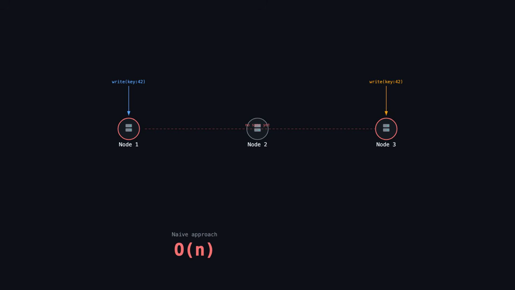The naive approach? Compare every single key across both nodes. If you have a million keys, that's a million comparisons every time. That's big O of n and it's brutal at scale. DynamoDB solved this problem with a data structure called a Merkle tree. And the elegance of it is that instead of comparing a million keys, you can pinpoint exactly which keys have diverged by comparing maybe 20 hashes. Let me show you how.